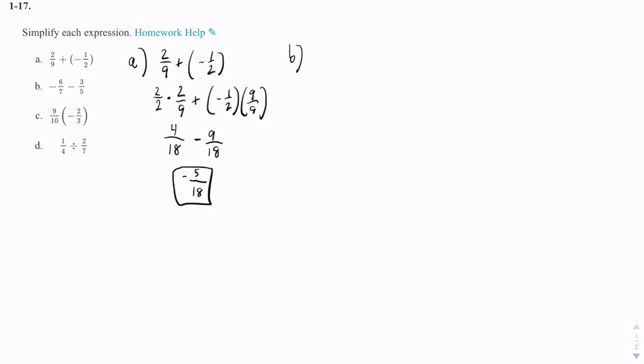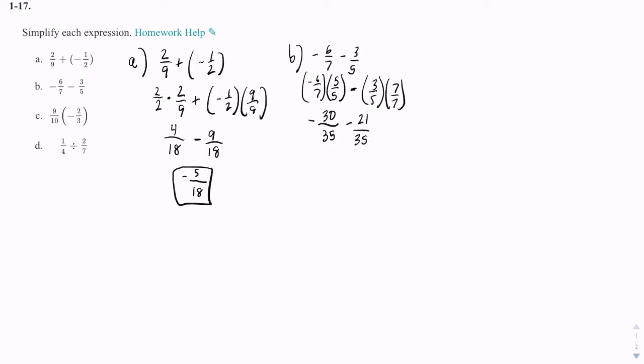For B, I have -6/7 minus 3/5. Again, I need a common denominator, so it'll be 35. So I have -6/7, right, times 5/5, which is 1, minus 3/5 times 7/7, which is 1, right? Okay. So the first one, I have a negative times positive, so that's -6 times 5 is 30. 7 times 5 is 35. And the second one, I have 3 times 7 is 21. 5 times 7 is 35.